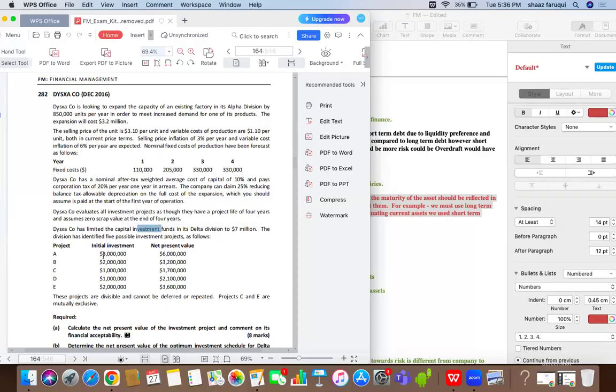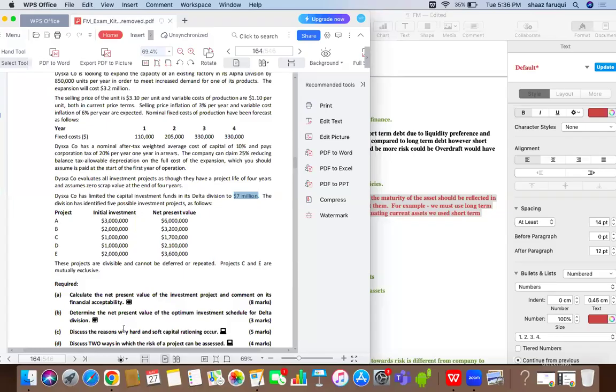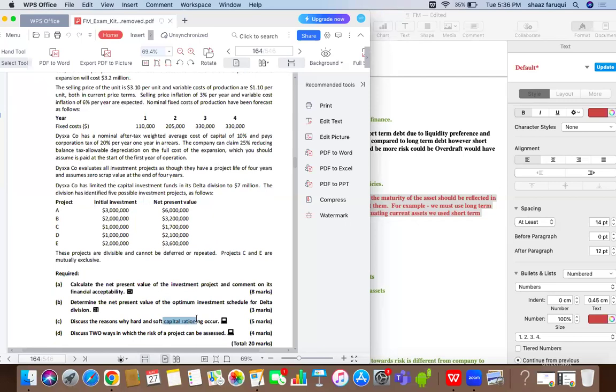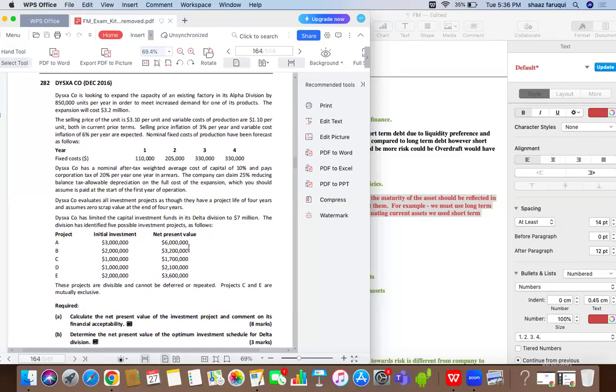And the requirement of funds is 3 plus 2 plus 1 plus 1 plus 2. 3 plus 2, 6, 6 plus 1, 7, 7 plus 1, 8, 8 plus 2, 10. The requirement for funds is 10 million, but the availability of funds is only 7 million. Although I don't need this piece of information for part A of the question, I'm just highlighting this to you. Oh, yes, see, there is capital rationing here. You have a shortage of funds. The division has identified 5 possible investment projects as follows. Now, projects C and E are mutually exclusive projects.